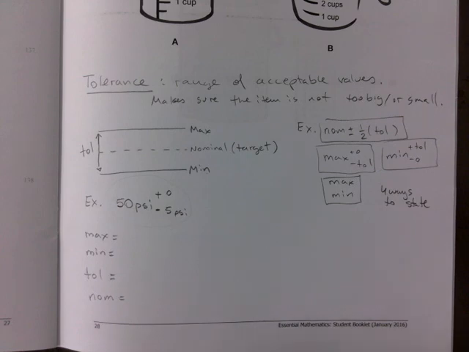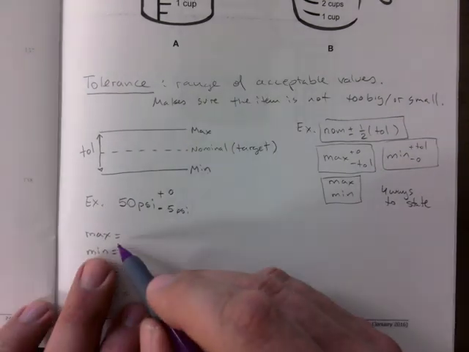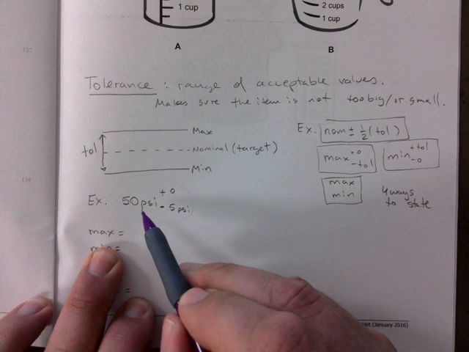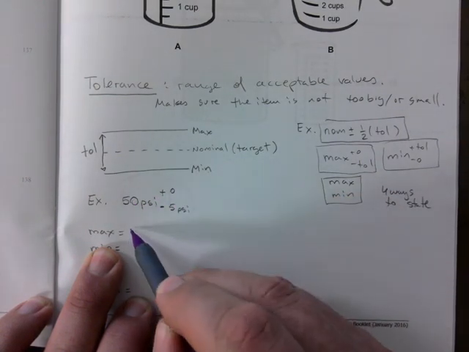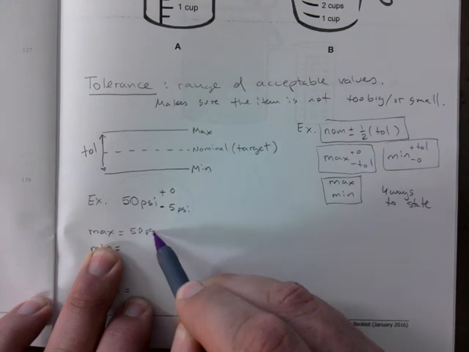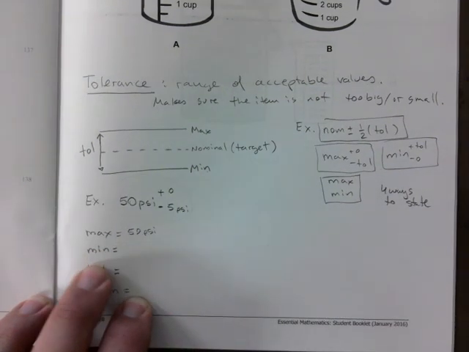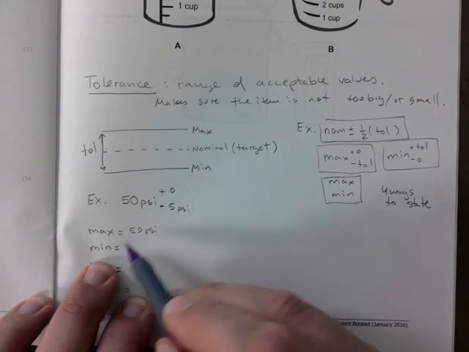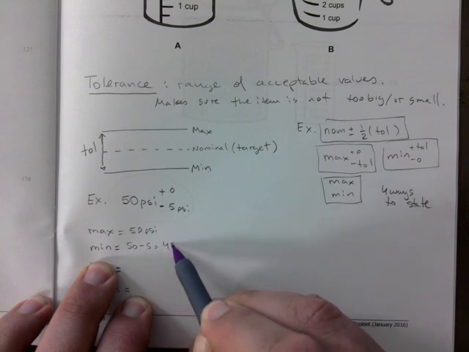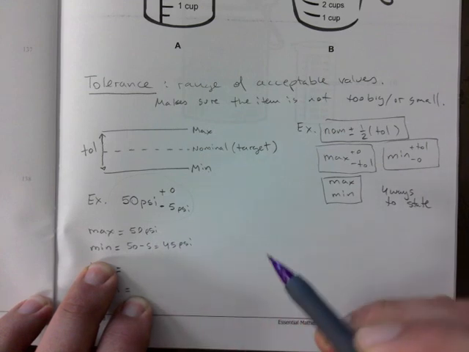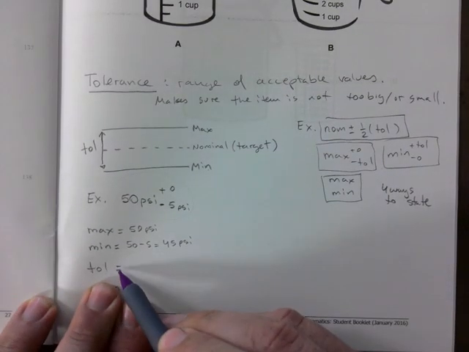You got it? Okay, max. Just read. To get to the max, to the top, you'd go 50 plus 0. So you can't go higher. That is the highest, indeed. Okay? The minimum pressure in my tire would be 50 minus 5. That's 45 psi. Okay?